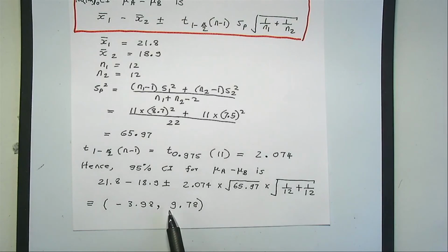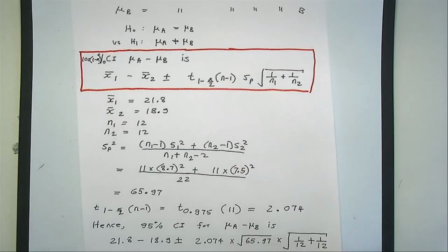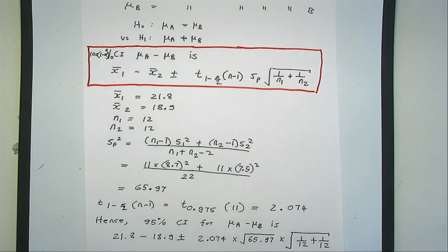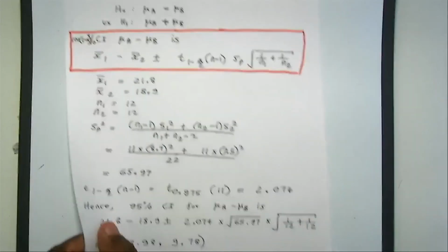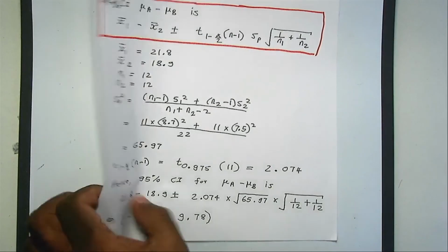So this interval, as you can see, contains the value 0 because you're going from minus to plus. So it is possible that the difference between the two population means is not significant. In other words, it's possible that there is no evidence against the hypothesis that mu A and mu B are equal. So this is question 4.